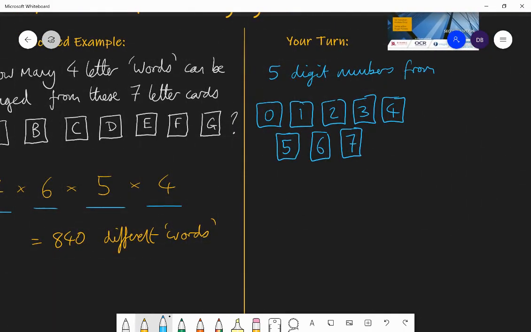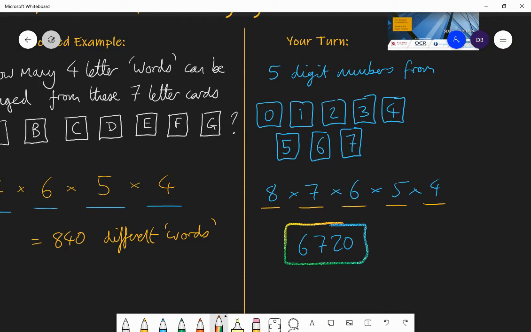So if you've done this right, you have a 5-digit number, so you have 5 spaces in which to put these 8 different cards. In the first space, you could put 8 different cards. Once you've chosen a card, you have 7, then 6, then 5, then 4. So it's 8 times 7 times 6 times 5 times 4, which is 6,720 different possible 5-digit numbers from those 8 cards.